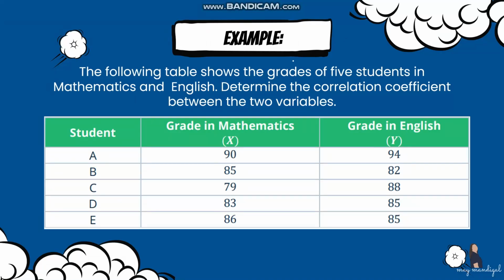Okay, so let's try with this example. The following table shows the grades of 5 students in mathematics and English. Determine the correlation coefficient between the two variables. So here we have the grades in math and the grades in English. What we want to know is the correlation coefficient, or the r. And then later on, we will write our interpretation. So in the website that I showed you, you just have to input all the values here under x and also for y. These are our two variables. So you just have to input this and then calculate.